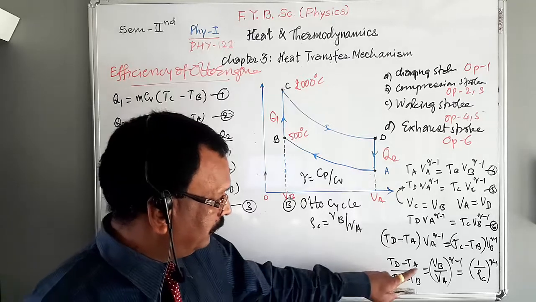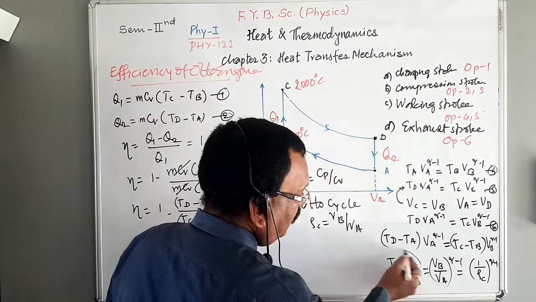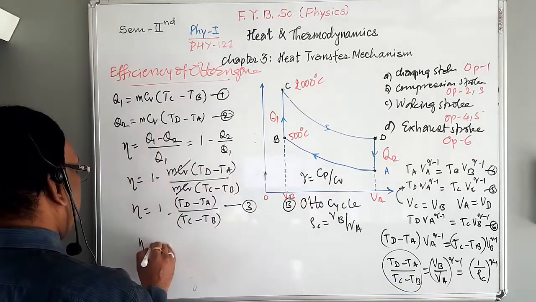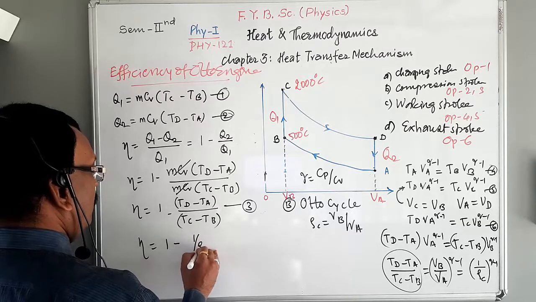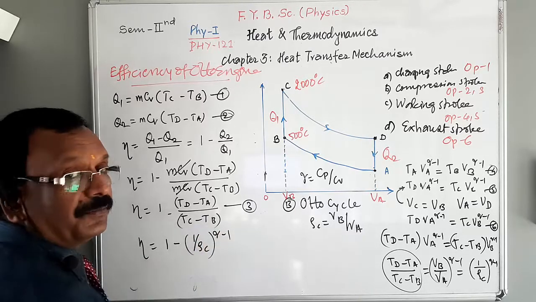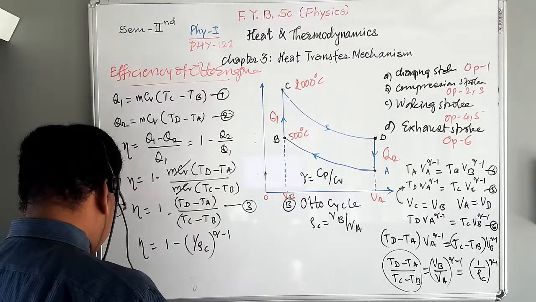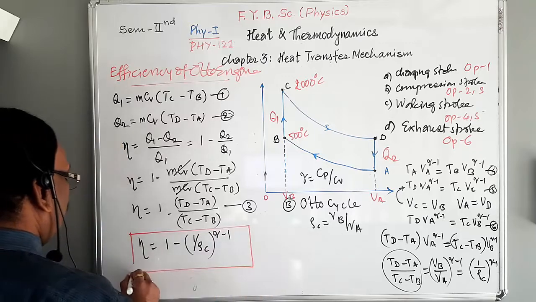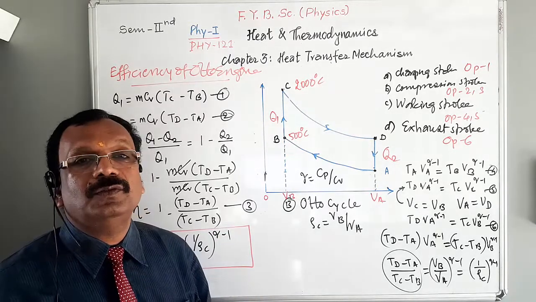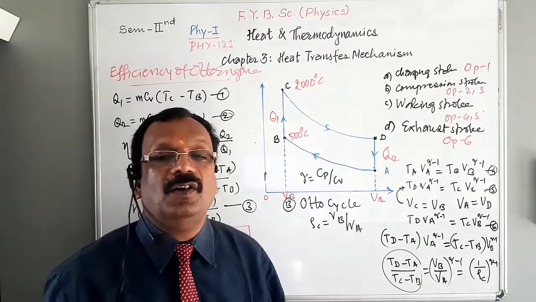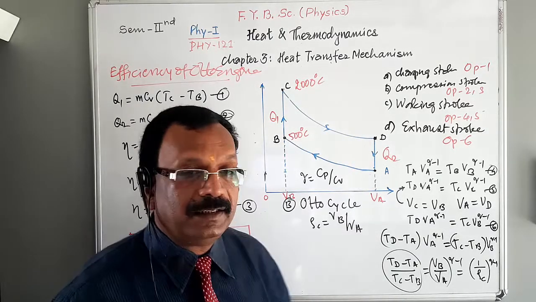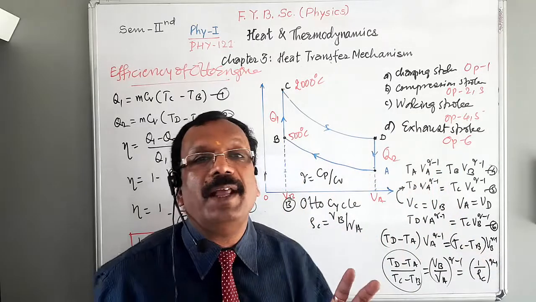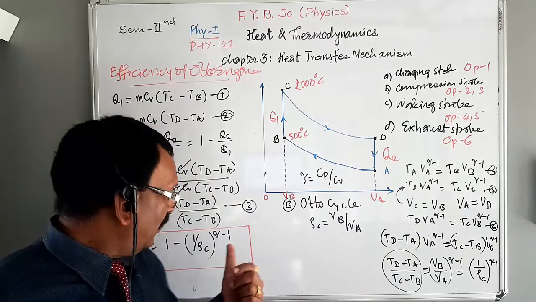Now substituting this value, that means instead of this term we have to substitute this value in this equation. Therefore, eta is equal to 1 minus 1 upon rho C raised to gamma minus 1. This is a very important relation which gives an expression for the Otto engine. Again, this expression is very important from the exam point of view. Small problems may be asked on this.